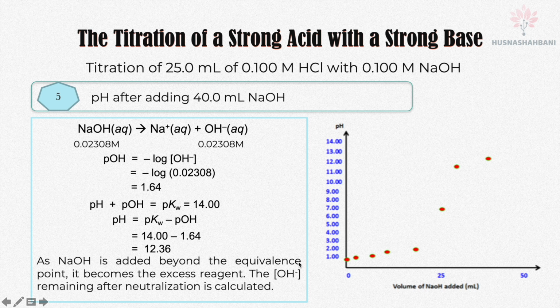As NaOH is added beyond the equivalence point, it becomes the excess reagent. So the OH- concentration remaining after neutralization is calculated. It will keep increasing. If you increase the concentration of OH-, the pH will increase after the equivalence point.